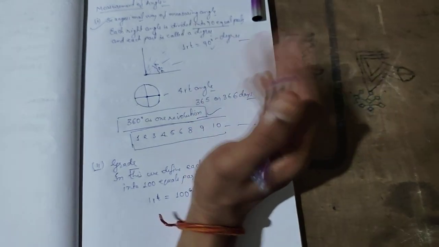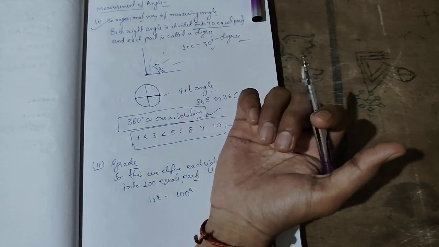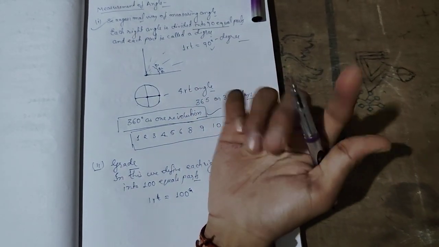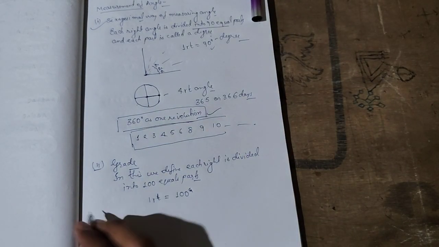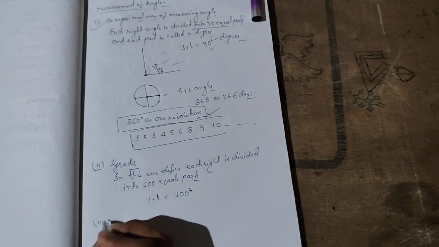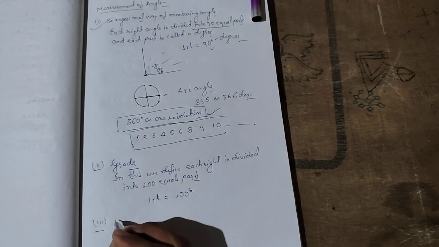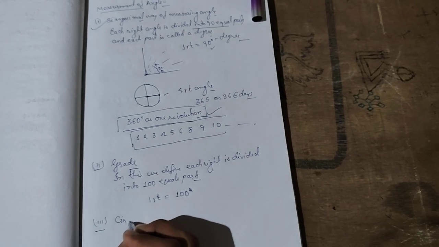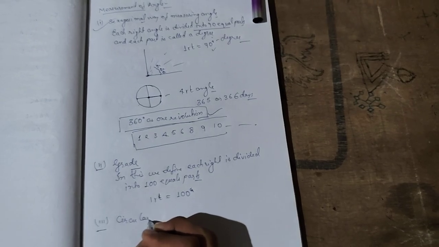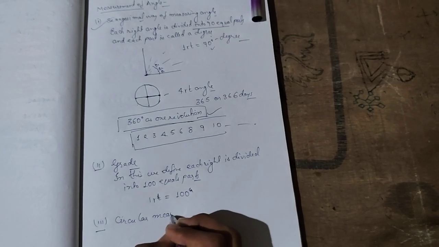We have seen sexagesimal and grade. There is also a third way of defining the measurement of angles, called circular measurement.